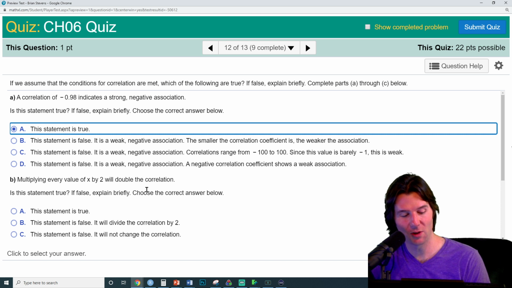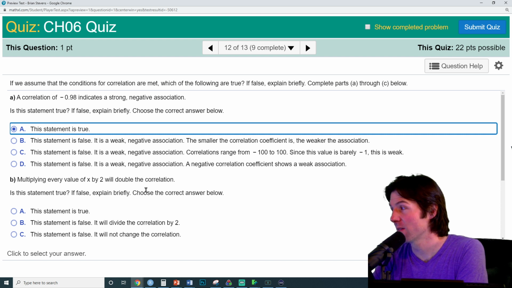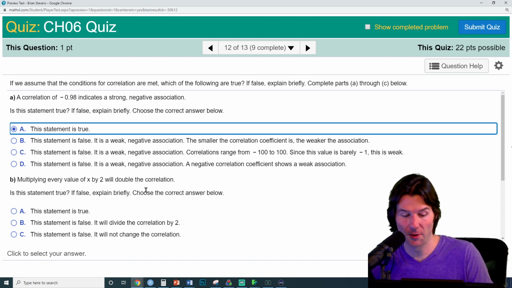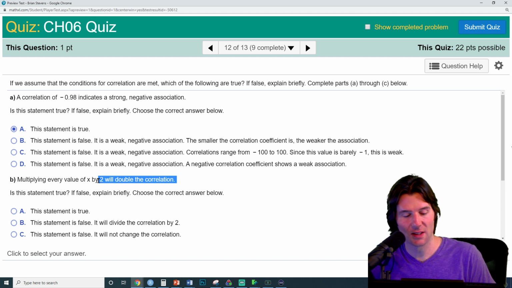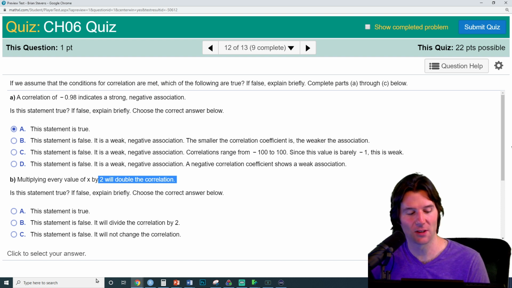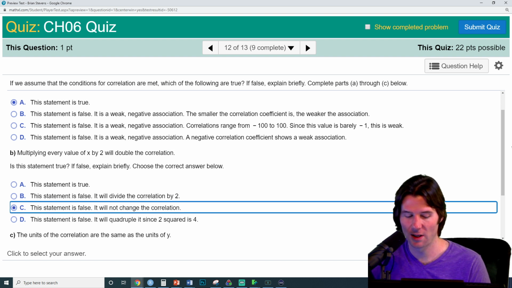Multiplying every value of x by 2 will double the correlation. We can test this, but it shouldn't do anything to it. It's not going to double the correlation. I'll tell you why: imagine if the correlation was 1. If you multiply x by 2, the correlation can't become 2. So the answer is obviously no, and the statement is definitely false. It should have no change on it. I can go through it theoretically, or I can do an example.